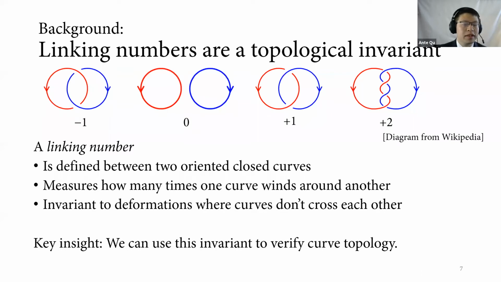So one thing we can use is that linking numbers are a topological invariant. A linking number between two oriented closed curves is an integer that measures how many times one curve winds around the other, like in these four pictures. If curves are unlinked, their linking number is 0. It is invariant to deformations where the curves don't pass each other. So a key insight in my work is that this invariant can be computed to verify curve topology.